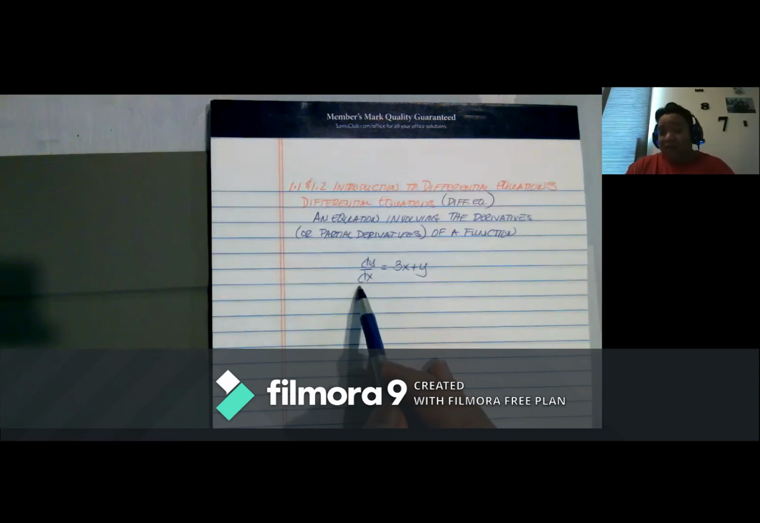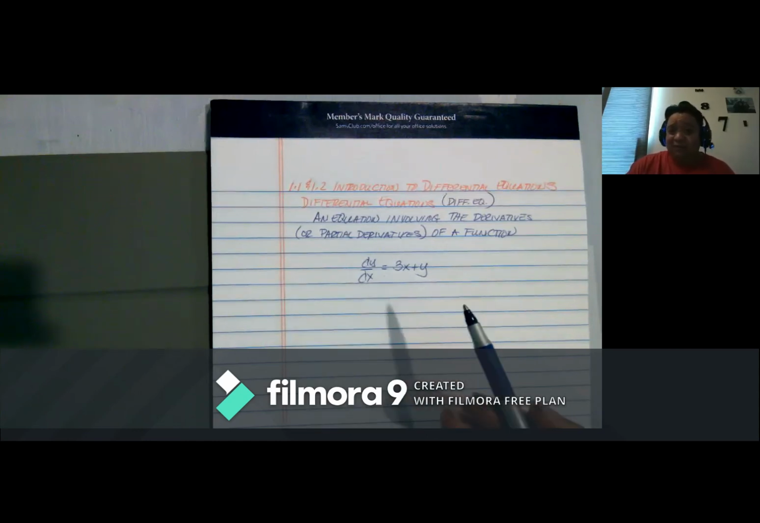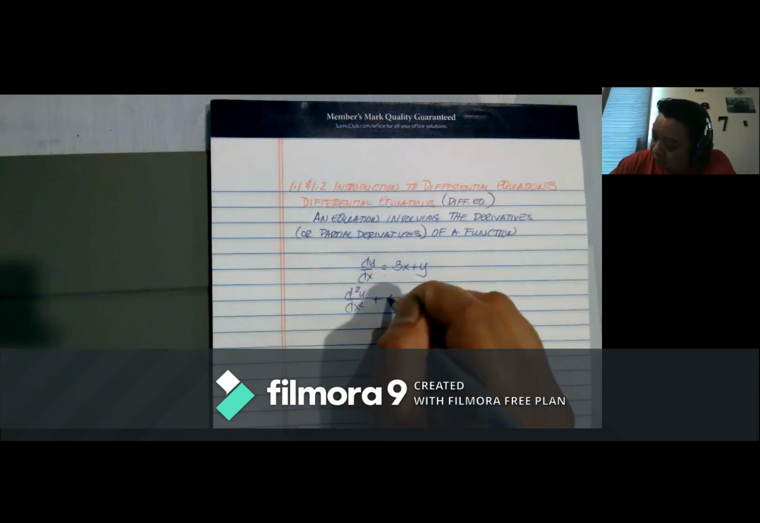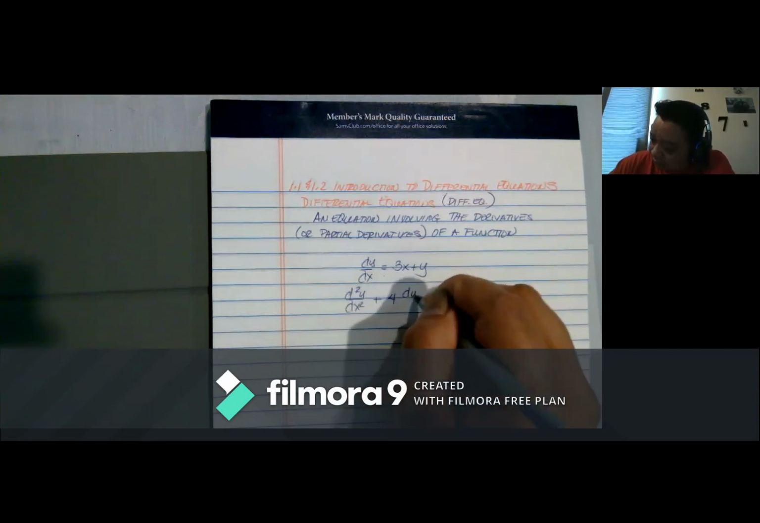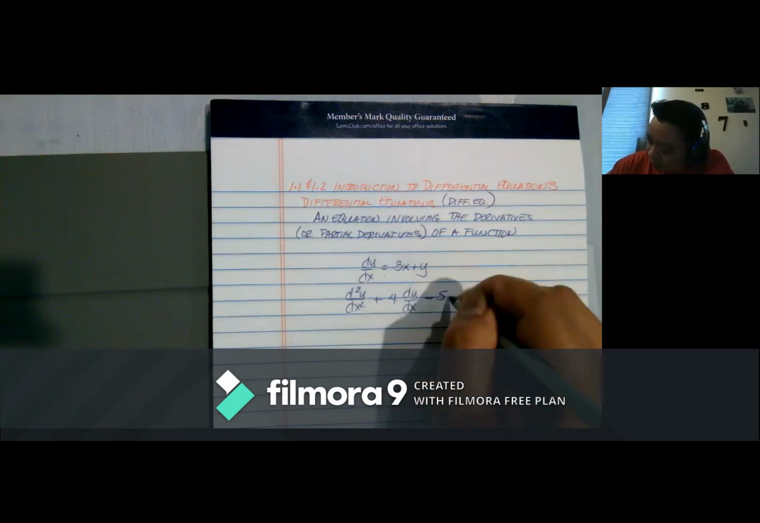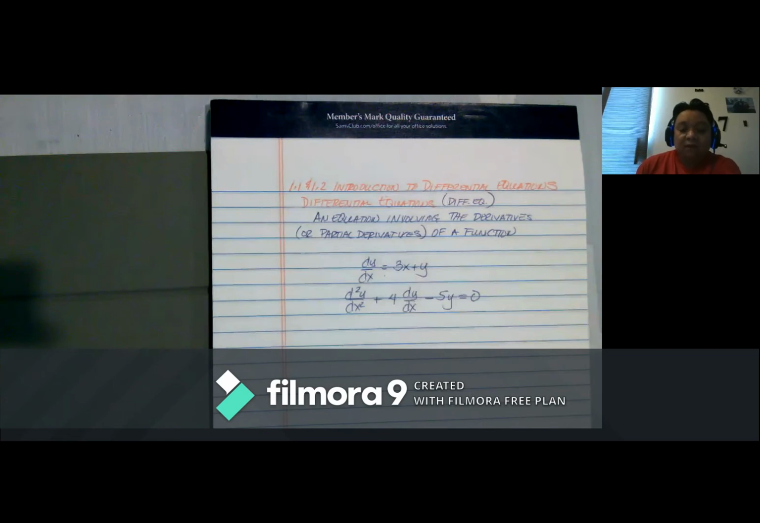Now, by the way, the derivative does not have to be the first derivative. It could be any order derivative. So you could have something like this. So that is also a differential equation. Okay. In this one, though, it involves a second order derivative.